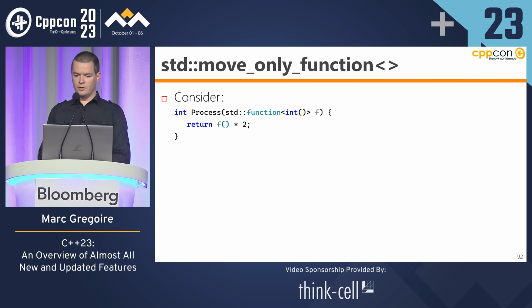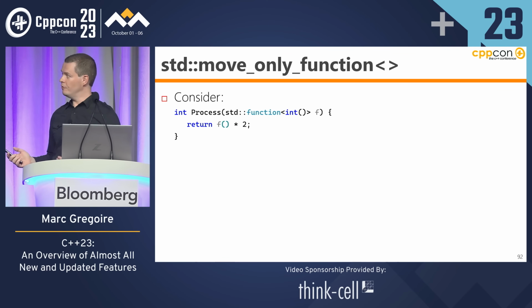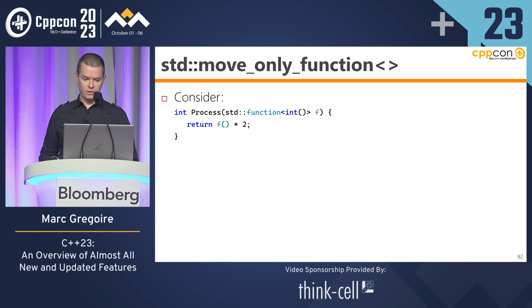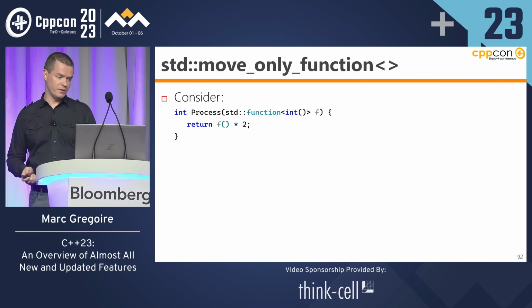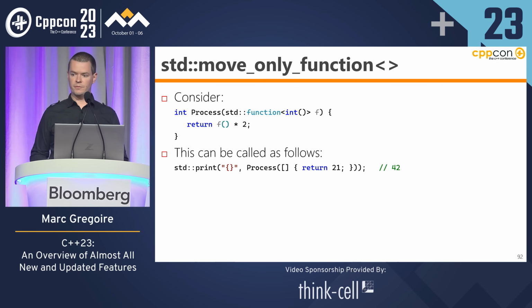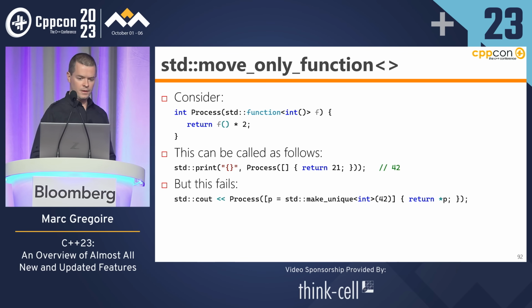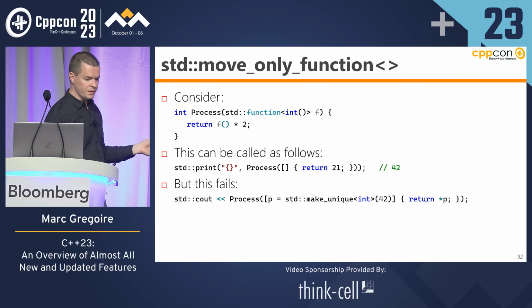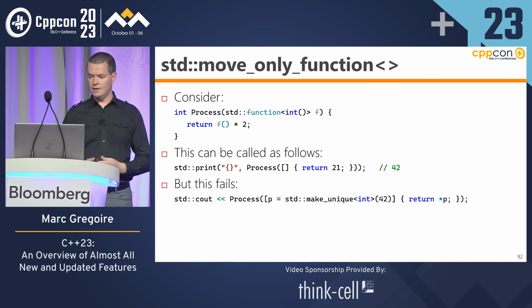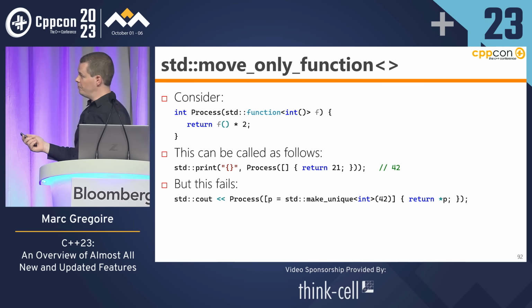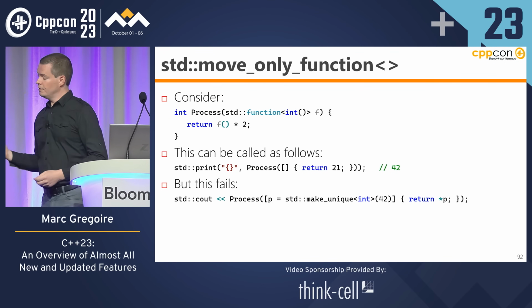So std::function, I'm sure everybody knows about std::function. Here I have a process function accepting a function callback, which doesn't accept any parameters and returns a string. I can call this as follows. I can call process with a lambda expression, straightforward. But this fails. If I'm trying to call process with a lambda expression that has a capture variable p initialized with make_unique, then this will not compile.